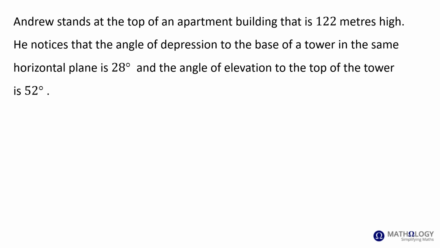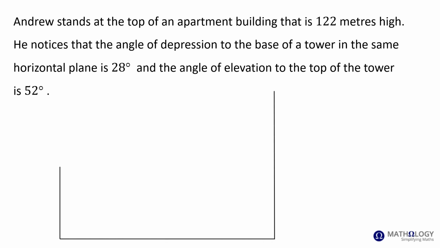Before we can start the problem, we will first need to draw a diagram that depicts this information. Firstly, since we are talking about a building and a tower, we will draw two vertical lines, with the tower being taller than the building. We know this, because the problem states an angle of elevation to the top of the tower, which implies that the tower is taller than the building.